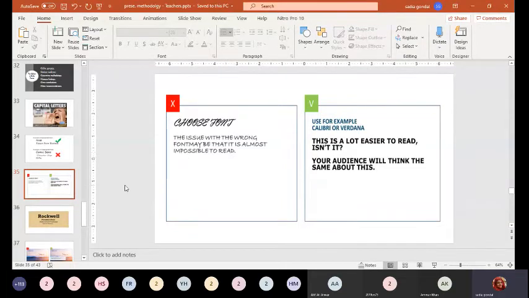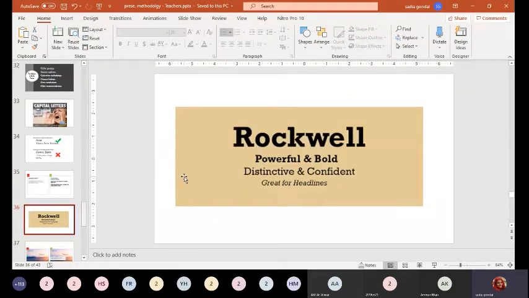Then I want to show you the font size. Whenever you're presenting your title, of course, it's a very logical understanding that your title should be more bold and in a bigger font size than the content, right?